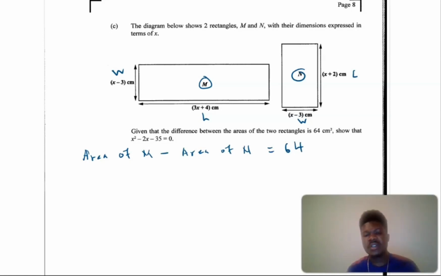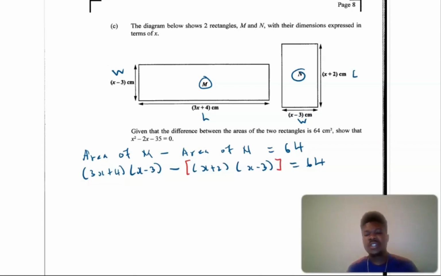Now to find the area of m, length times width. So the length is 3x plus 4 times the width, which is x minus 3. Then we're going to minus, let me put a bracket over here for this. And what we're minusing is length times width of the next one. So it's x plus 2 times x minus 3. That's going to equal 64. Let me close this bracket here.